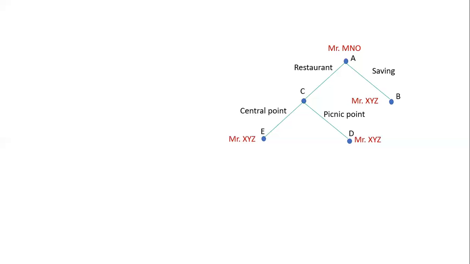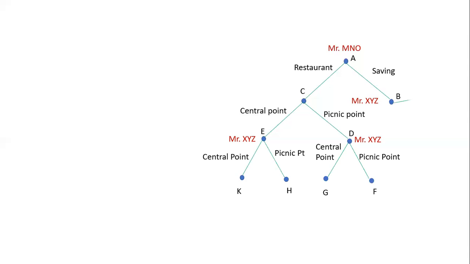Now let's introduce the second player, Mr. XYZ. Unlike Mr. MNO, Mr. XYZ has made a decision clearly that he will be opening a restaurant. So for him, it is to choose whether he will open the restaurant at Center Point or at Picnic Point.